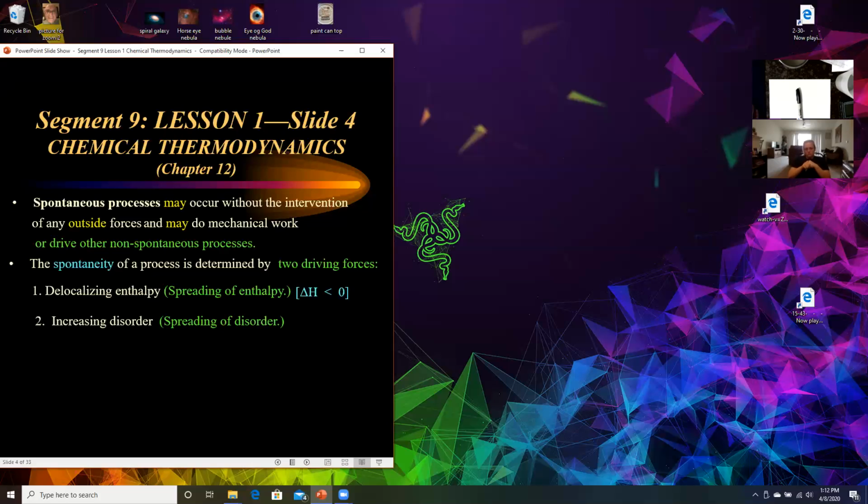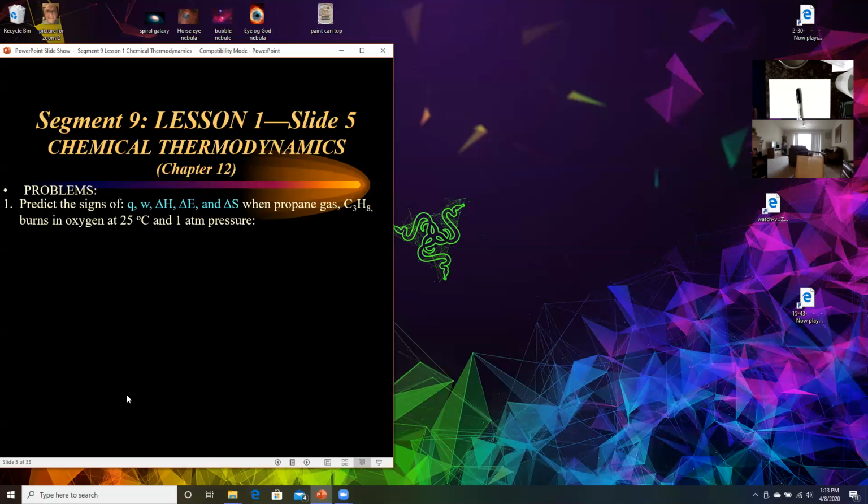Now think about that. Think about the universe. The universe is all spreading out and doing kinds of stuff. You are not going to see the universe reorganize itself. That's just not going to happen. So this disorder is called entropy. And a change in entropy is the change in order that's taking place. Now, let's look at some problems with this, and then we'll continue.